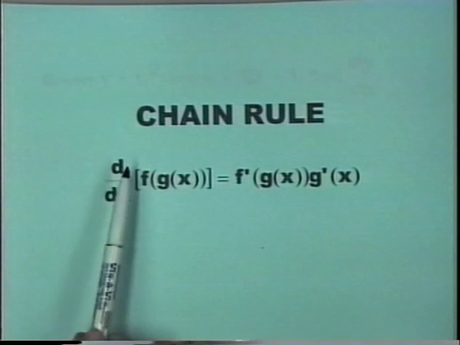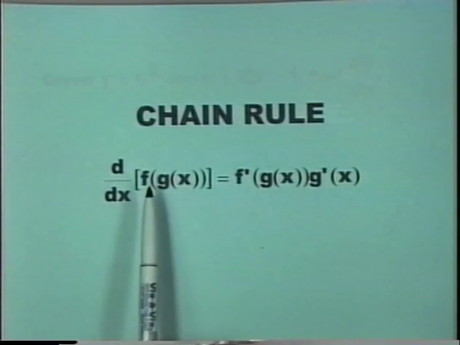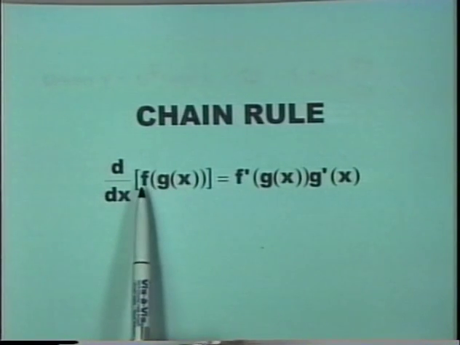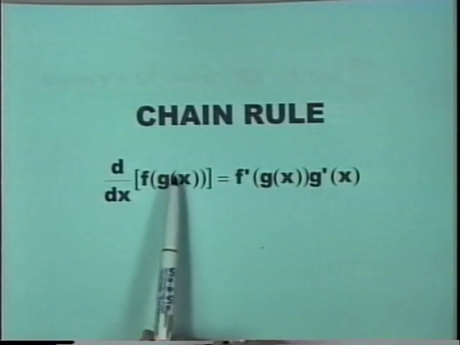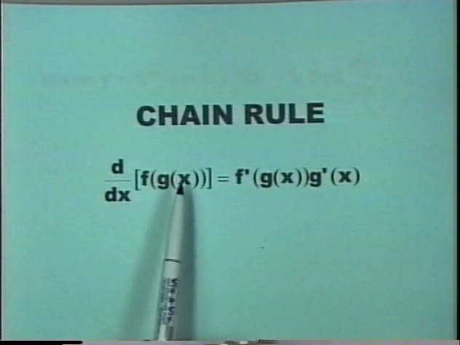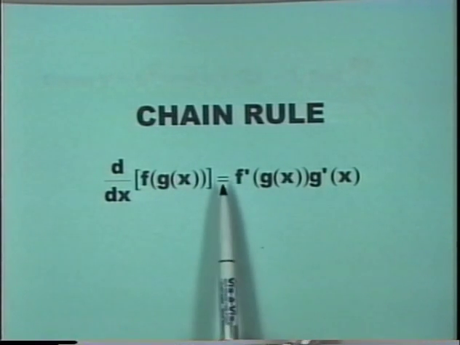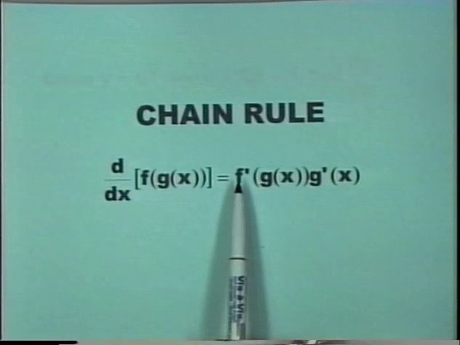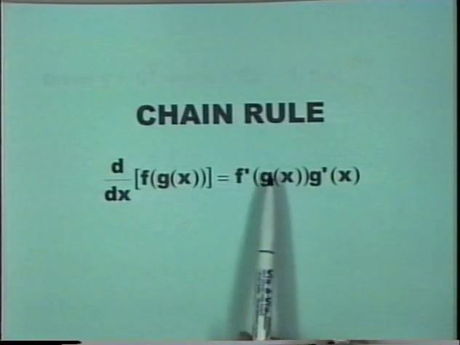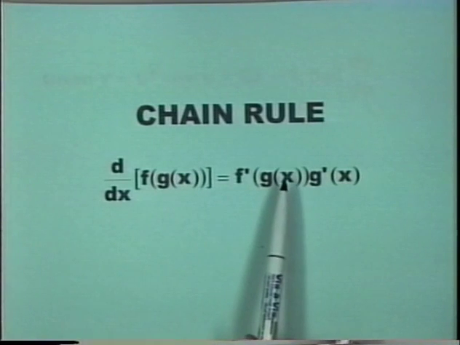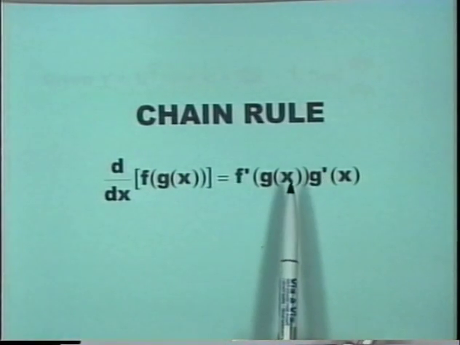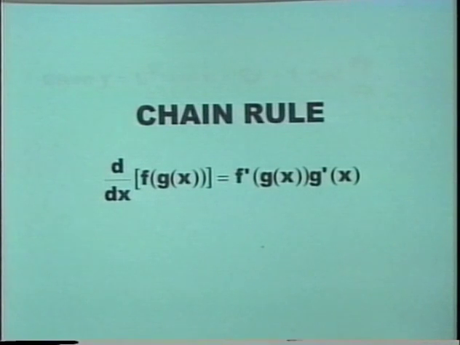But notice here, the derivative with respect to x of f of g of x. In other words, f is a function of this function here. It's going to be a little more complicated. Notice, according to the chain rule, you find the derivative of f where the argument of f is still g of x, and you multiply times the derivative of this function g that was placed inside there.